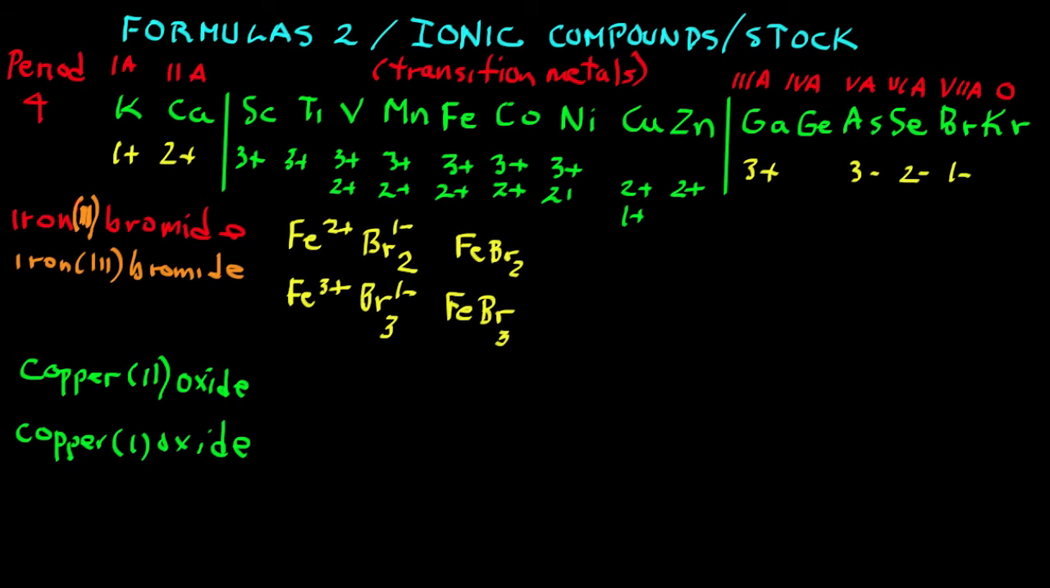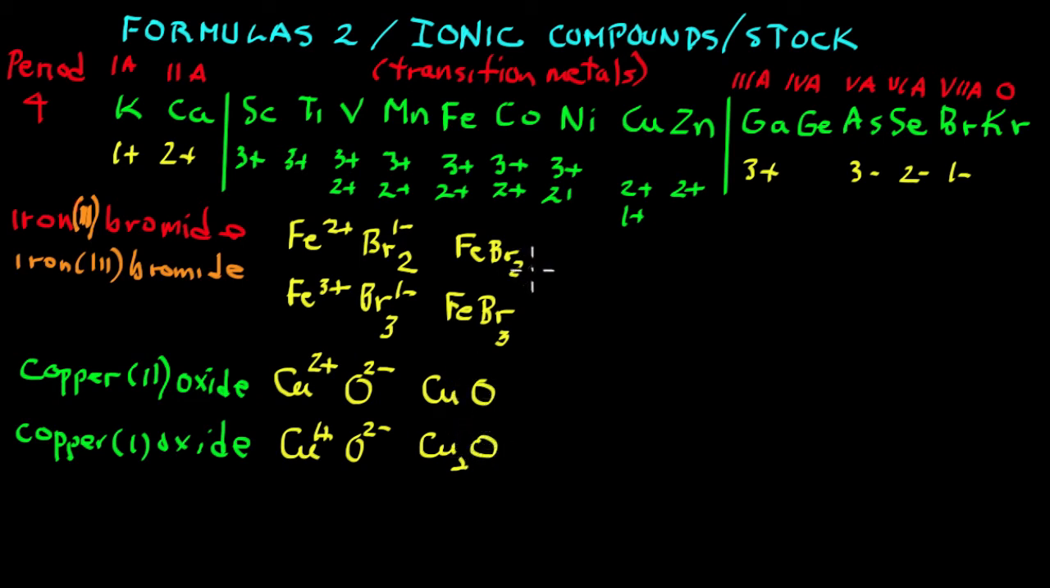So copper(II) oxide would be Cu2 plus. And the oxide is group 6A, 2 minus. So the formula is CuO. Copper(I) oxide would be Cu 1 plus, oxygen 2 minus. You have to have 2 copper ions for every oxygen, so it would be Cu2O.